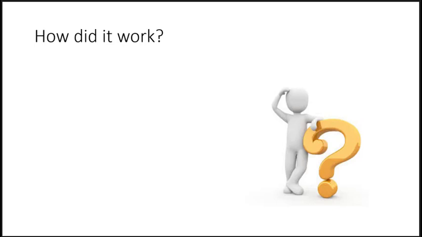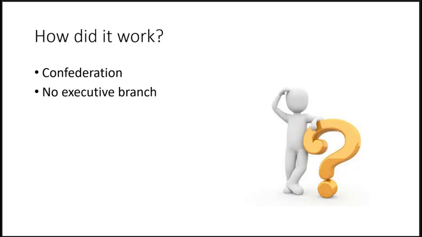So how do the Articles of Confederation actually work? Well, it's a confederation, and if you've been in my class, you know that the way a confederation is set up is basically the regional governments, in our case the states, have an overwhelming amount of power, and the national government is extremely weak. So some other issues, there's no executive branch. And so basically it's just a legislative body.